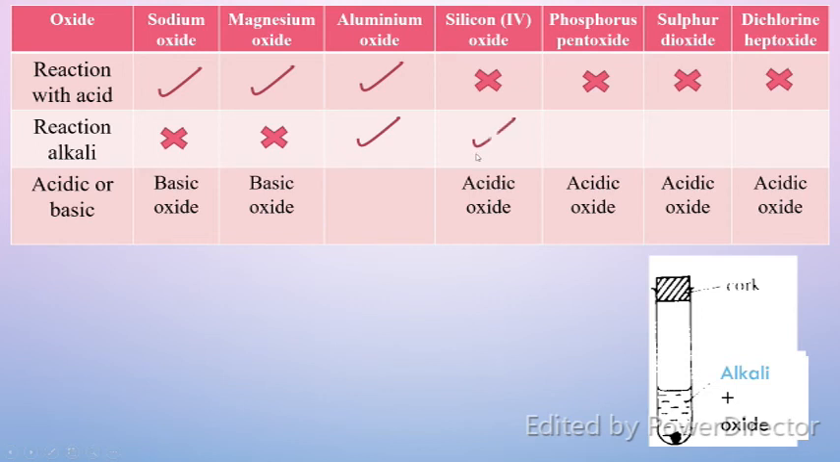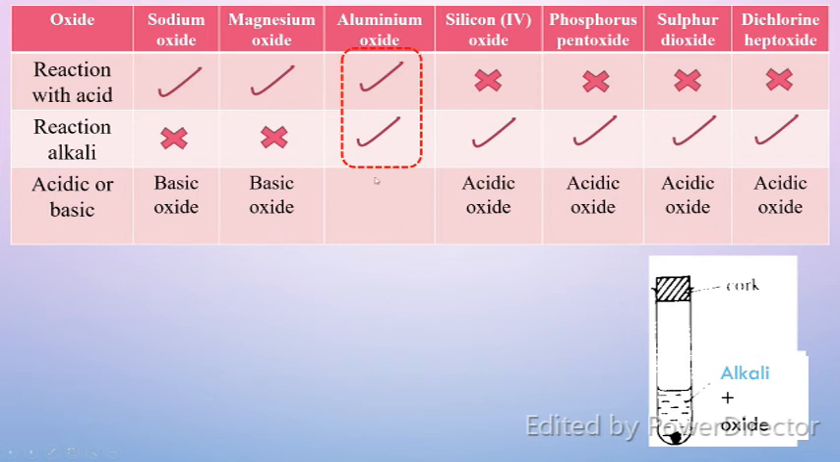Sulfur oxide, yes, because it is an acidic oxide. And then acidic oxide, it will react with alkali, it will dissolve. Sulfur dioxide will dissolve, and then dichlorine heptoxide, it will dissolve as well. So now we have another special case here. Do you notice that aluminum oxide, it will react with both acid and alkali?